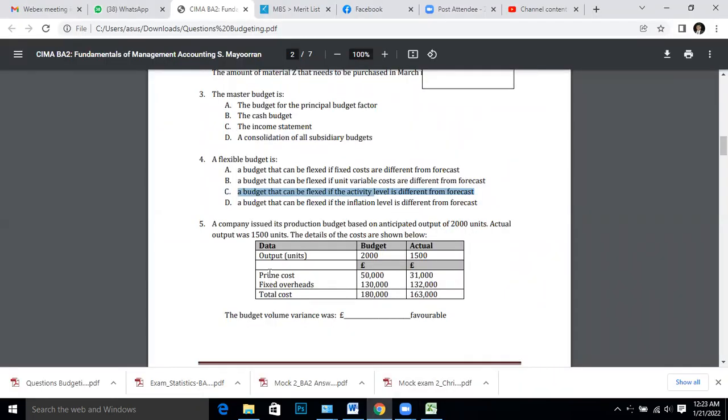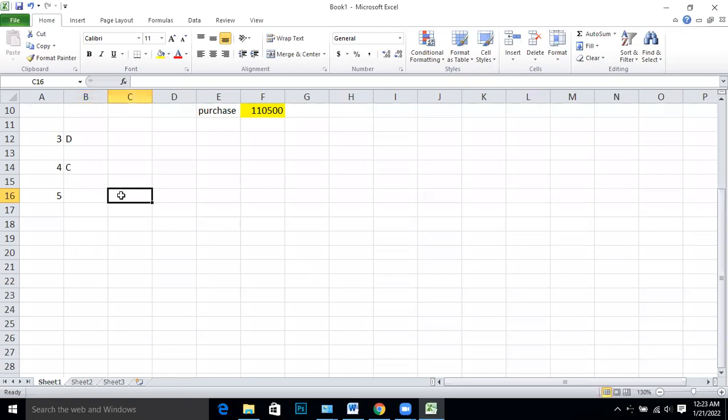The company issued its production budget based on anticipated output of 2000 units. Budget volume variance: you have to prepare the flex budget. Fixed budget is given to you, 2000 units. Flex budget must be for 1500 units. Why? The actual is 1500.